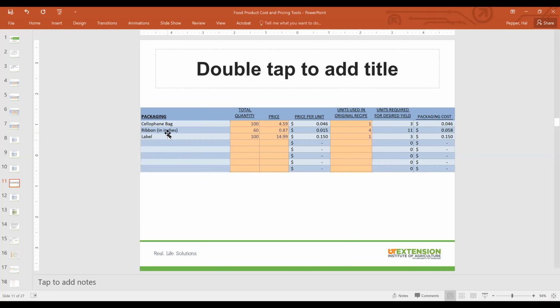Then we've got our ribbon. We're saying that 60 inches of ribbon costs 87 cents. We're going to use 4 inches of ribbon in the package, and so that's going to be 5.8 cents per package for the ribbon. And then we're going to put a sticker or a label on it, and 100 labels cost $14.99, so that's 15 cents a piece. So we're going to have our packaging costs here of 4.6 cents for the bag, 5.8 cents for the ribbon, and 15 cents for the label.